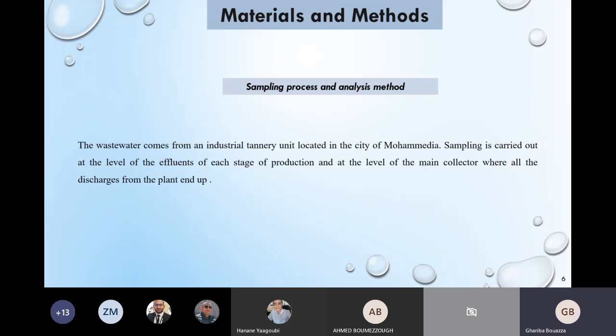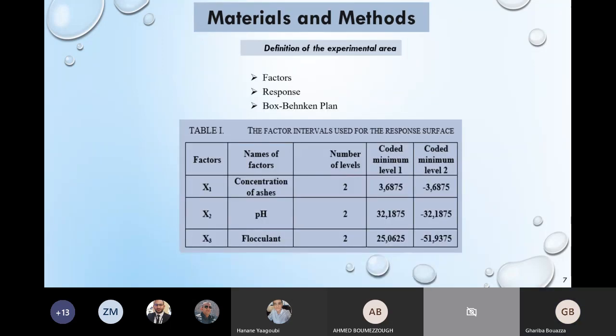the turbidity according to AFNOR methods. The chemical oxygen demand and the other physicochemical parameters for the characterization of tannery effluents have been determined. Laboratory scale evaluation of chemical coagulation and flocculation was performed using a six-place jar test apparatus. The factors and the response studied were already determined from a screening study, except that this time we will do the optimization by a known response surface plane, which is the Box-Behnken plane.